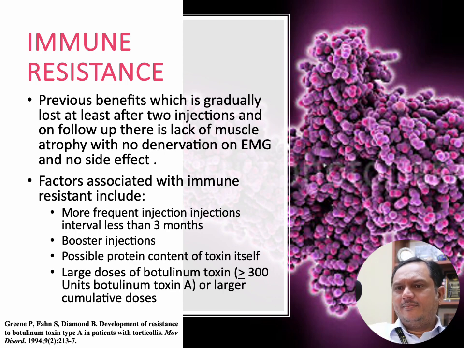So, what makes someone develop an immune resistance? We think that it happens more often when we give injections more frequently than every 3 months. We give them every 6 weeks, every 4 weeks, or something like that.